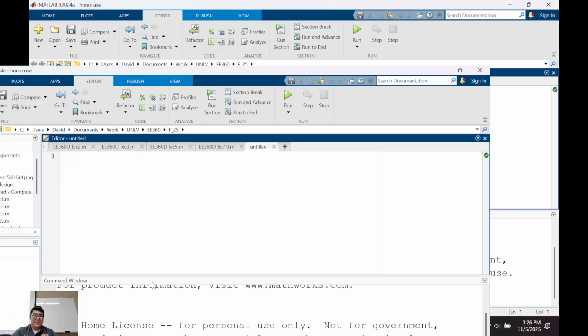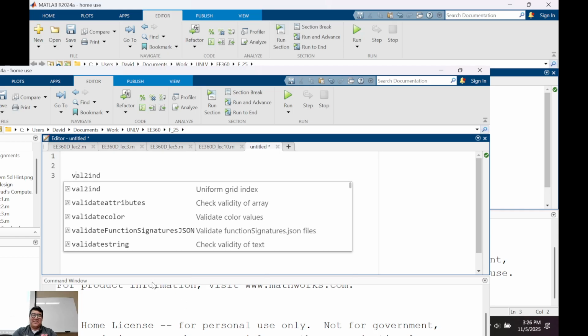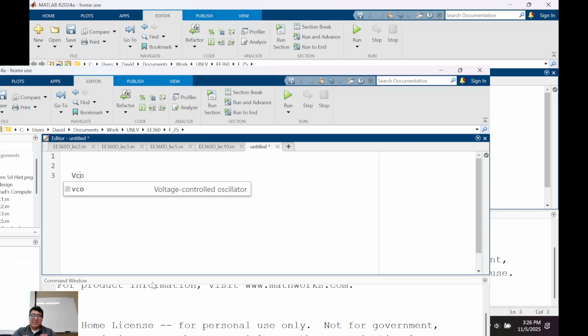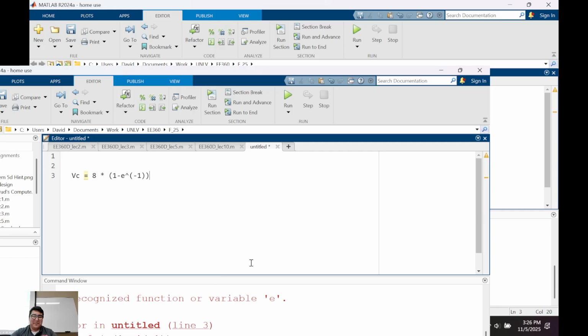I'm going to do this. Or what do you call it? VC, right? It's going to equal 8, parentheses, 1 minus e to the minus 1, right? I'm going to put this in parentheses. You like my little calculator? Oh. There we go. 5.05 volts.